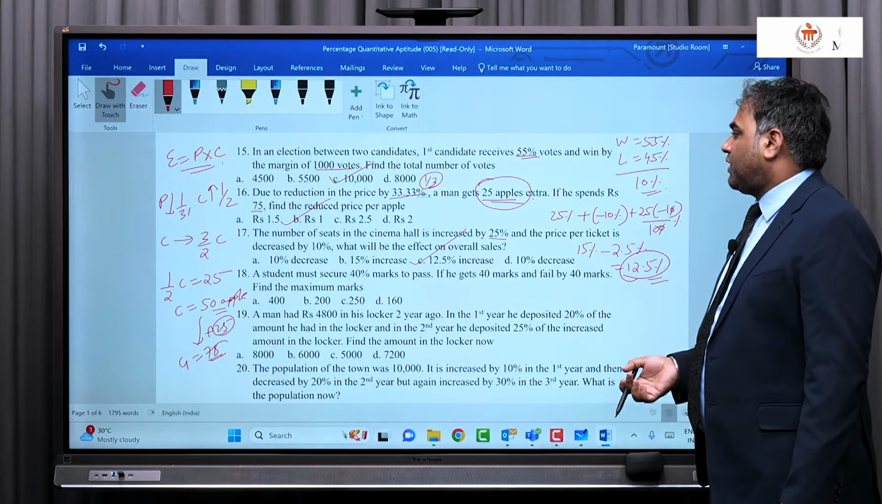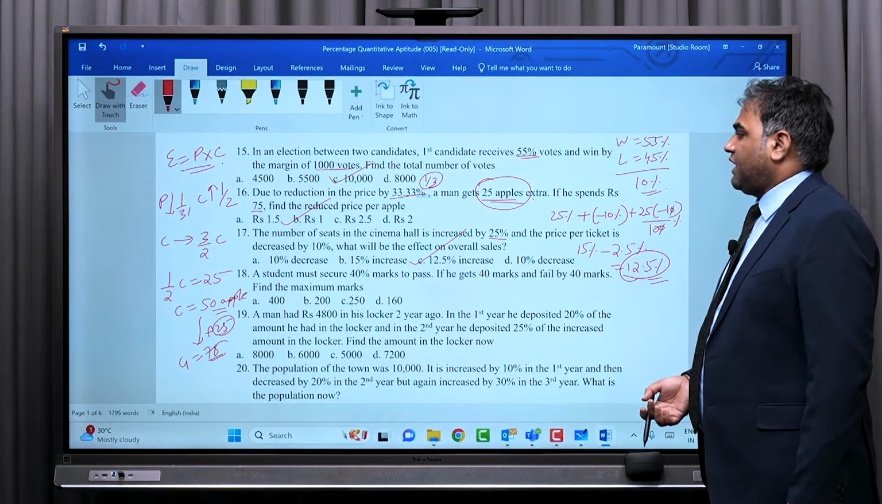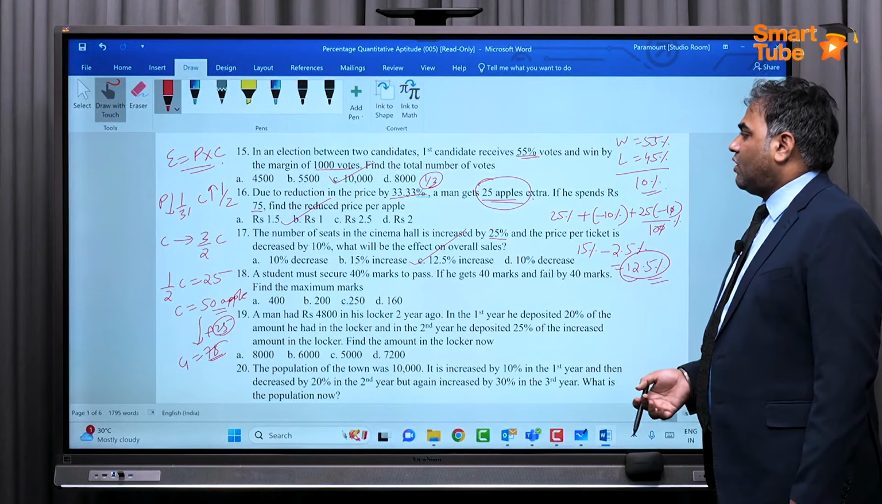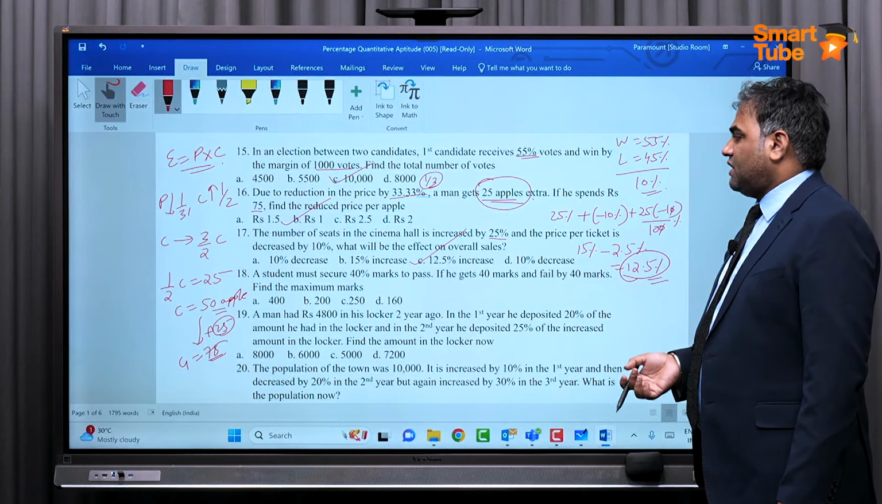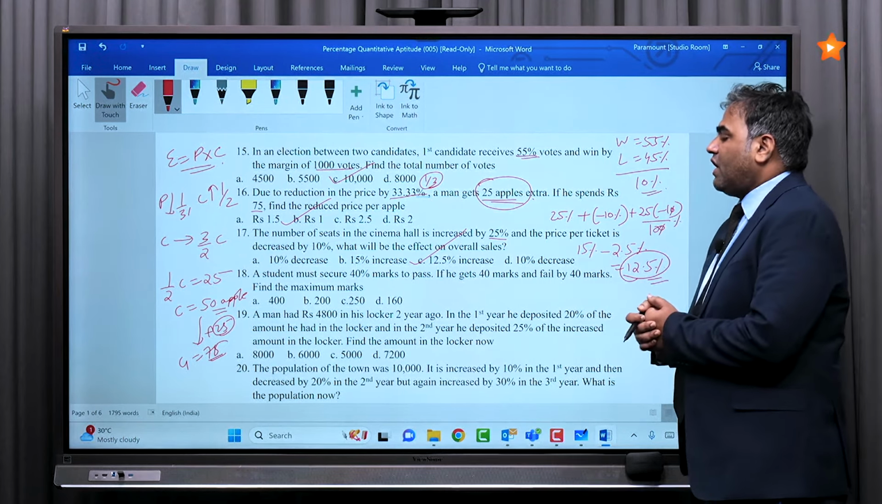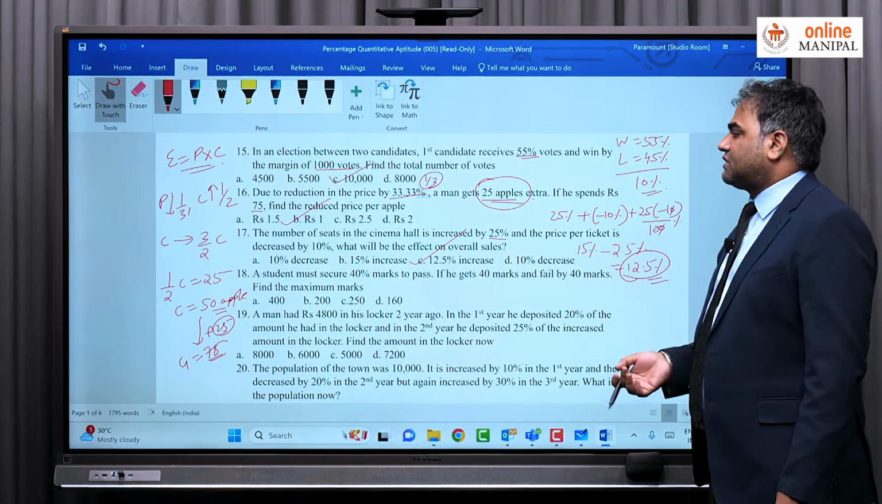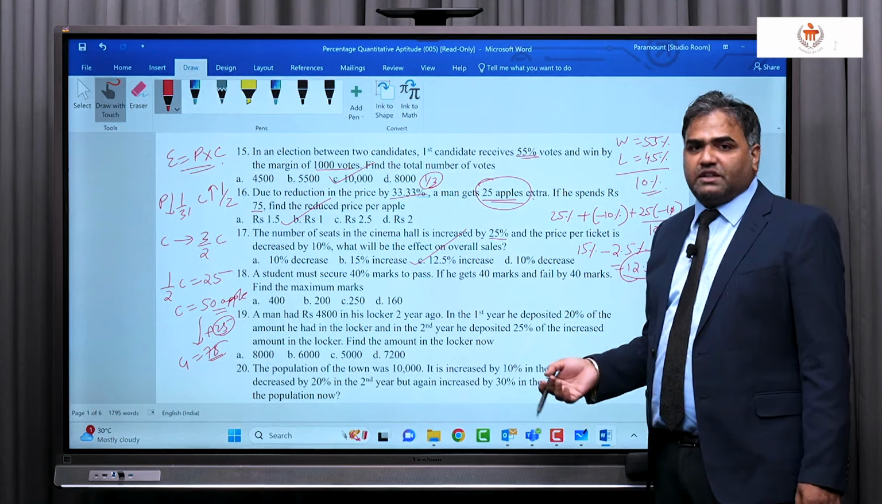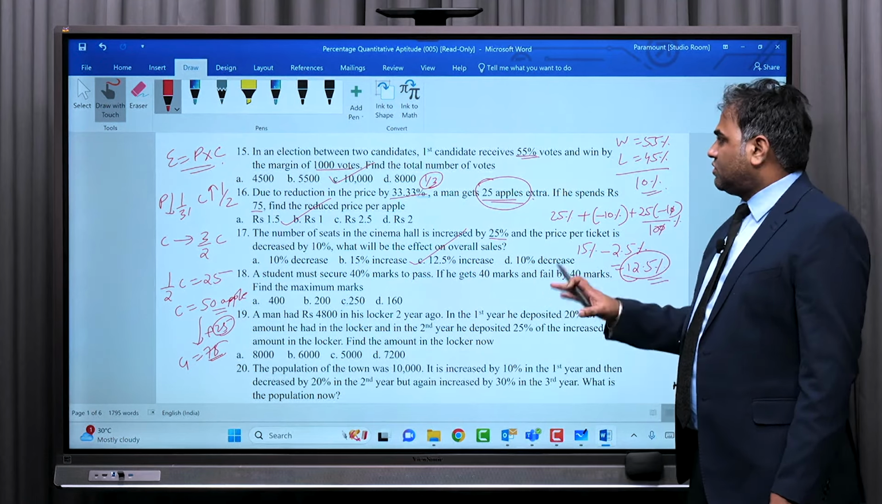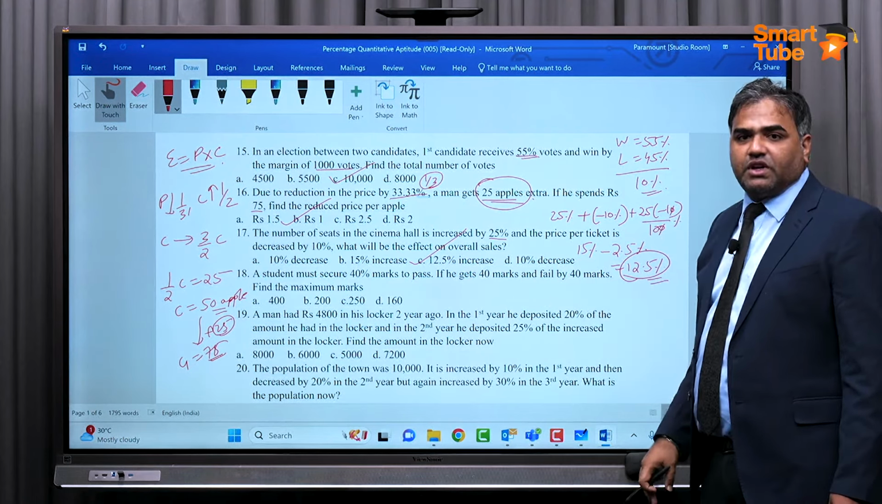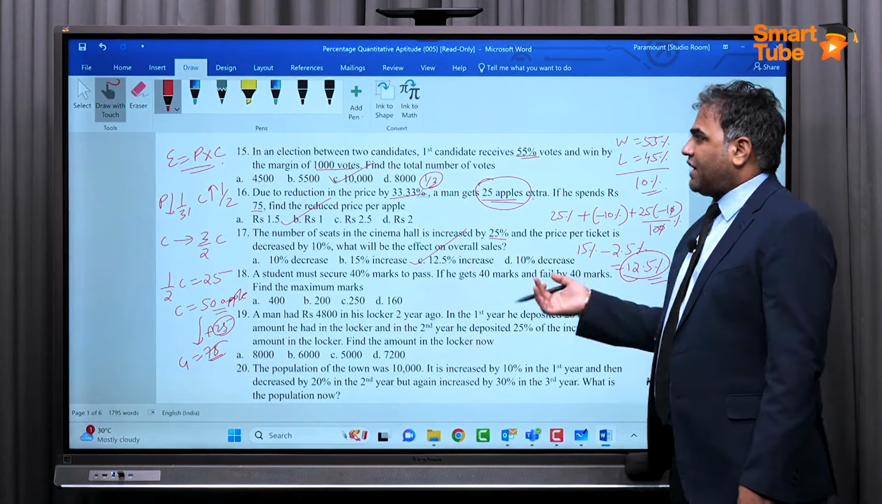Okay, now question number 18. If you see question number 18, a student must secure 40% marks to pass. If the student gets 40 marks, he fails by 40 marks. What is the maximum marks? Just try to do this question. Before that, I just erase this framework. You just take your own time, try to solve this question.